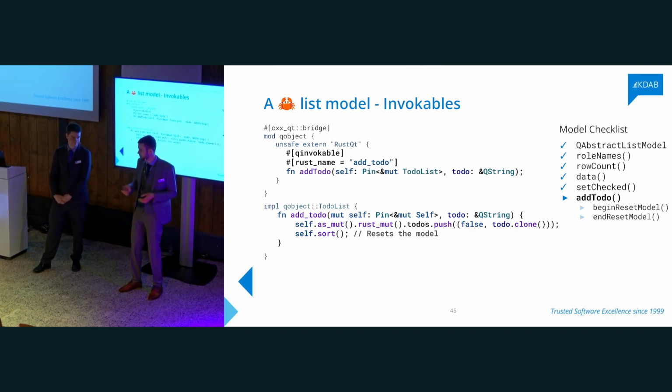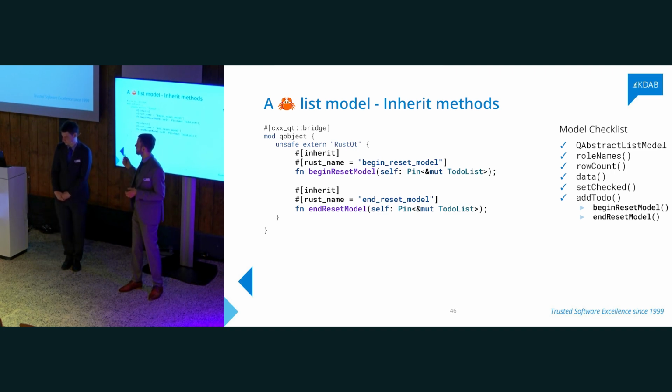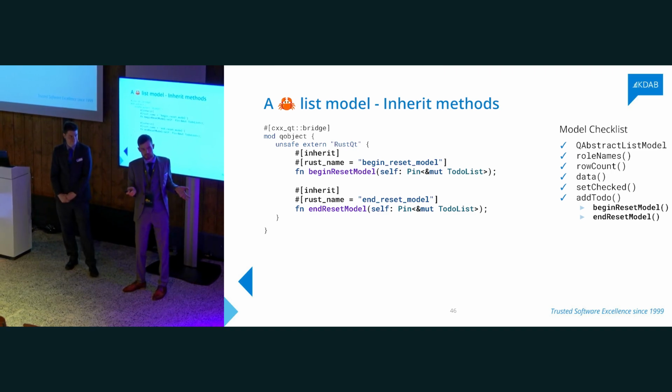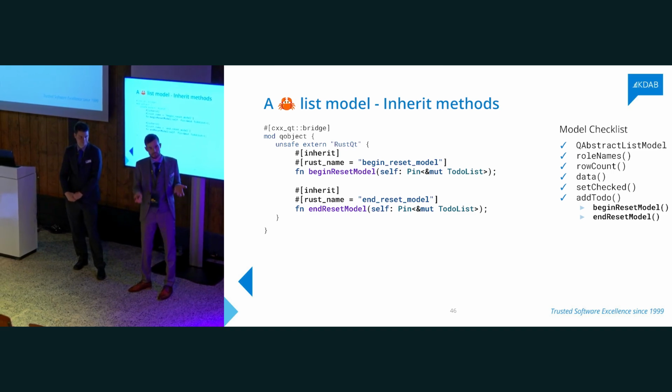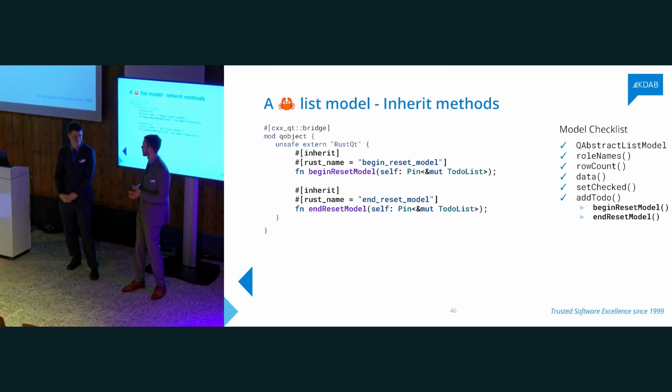So how do we do model reset? Well, this is actually something where, remember I said Rust doesn't have inheritance. So how does it deal with protected members? Well, it doesn't have that concept. So we also had to add that for CXX-Qt.